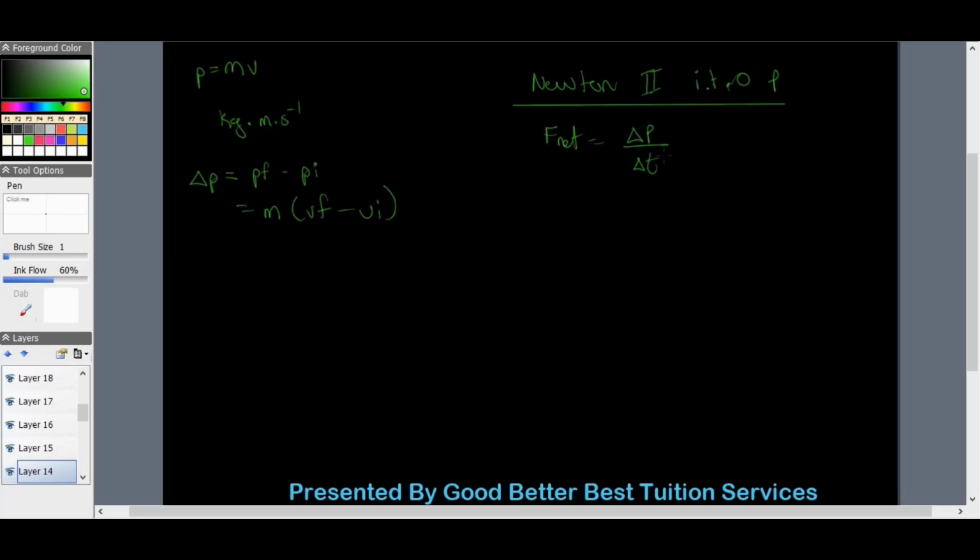The change in momentum is quite easy. We would use this formula over here, and if we had to calculate the net force, we'd plug it in over here. So that's pretty basic. Let's see, is there anything we need to uncover this week? No, we don't.